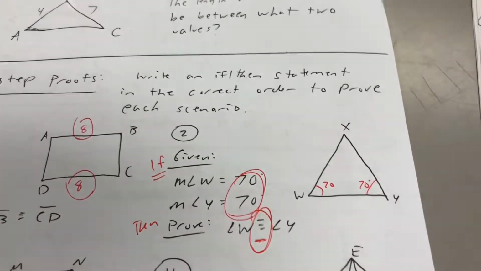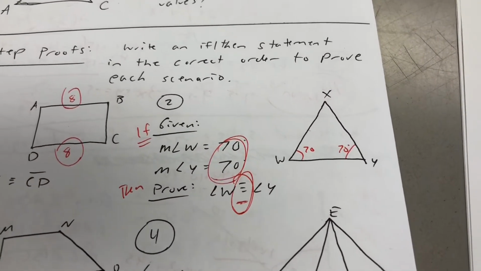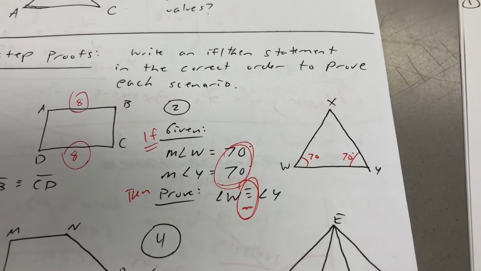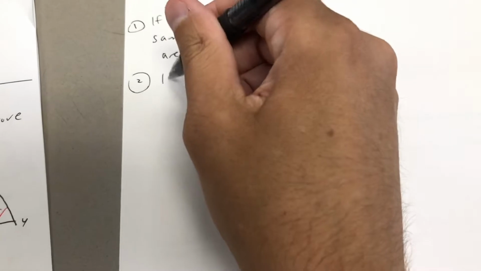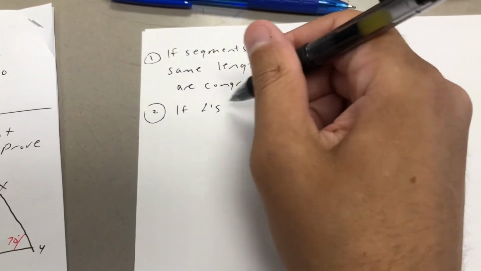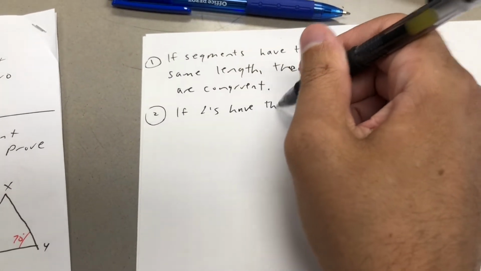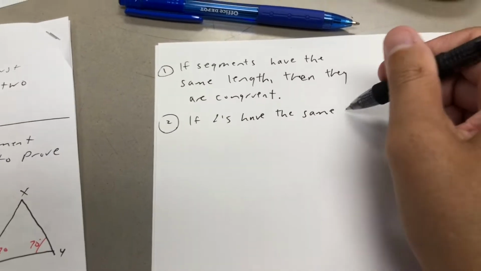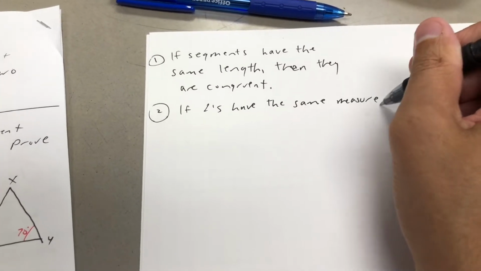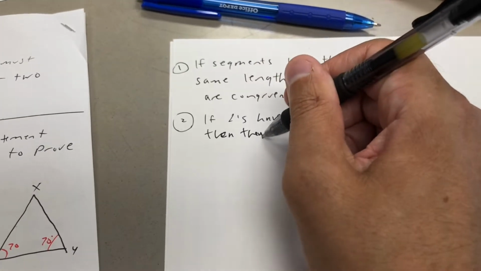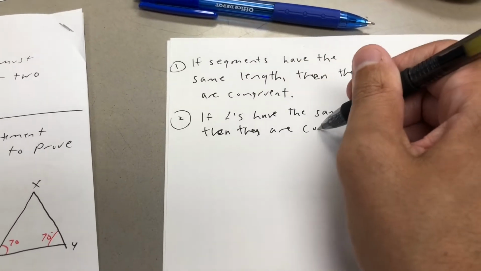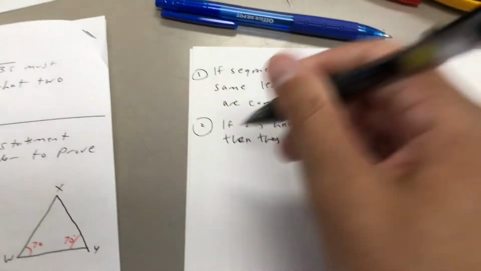And if you see vocab, if you see symbols, you know, that vocab needs to be in your final if-then statement, okay? So I would say something like, we're dealing with angles. So if angles have the same measure, then they are congruent. All that's going on there.